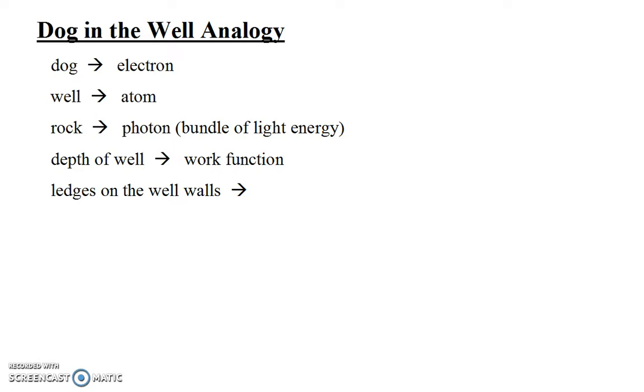Now, what about the ledges of the well walls? This is a bit of a new addition to our analogy. Well, hopefully remember, that represents the energy levels, right? The dog could be on one ledge or the other, but the dog cannot float in between ledges. It's not a magical dog. Well, that was Bohr's idea. The electron can only be on one of these energy levels, these stable orbits, and it cannot exist anywhere in between. Okay, so now let's get into the concepts question.